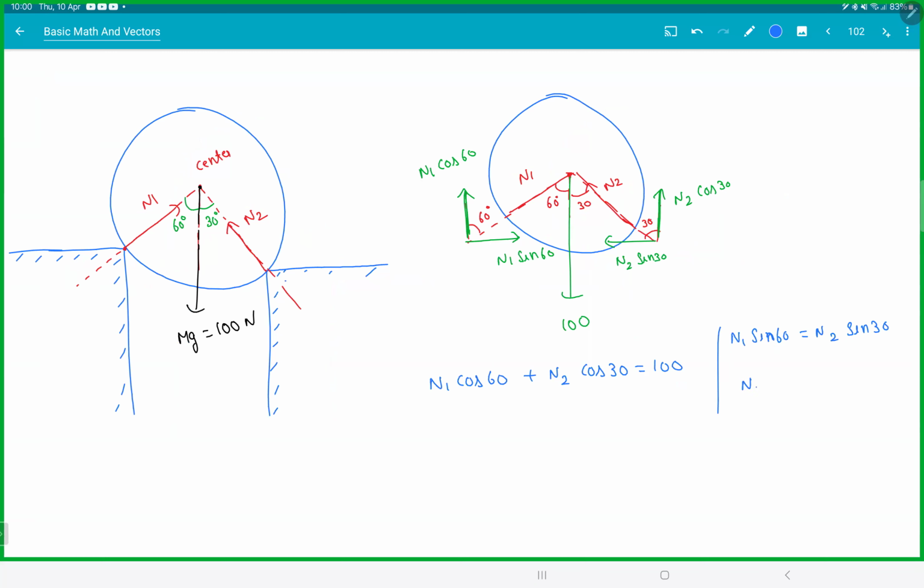So you're done here. So this will be N1 root 3, that will be N2. So take this N2 and substitute here. N1 cos 60 is N1 by 2. N2 is N1 root 3. Cos 30 is root 3 by 2. This is 100. Root 3 times root 3 is 3. So 3 by 2 plus this is 2 N1 is 100. N1 is 50. Take this and put it back there. You get N2 is 50 root 3.